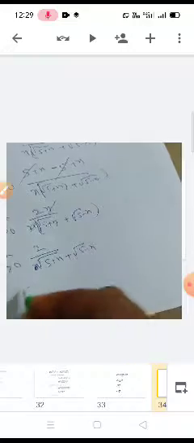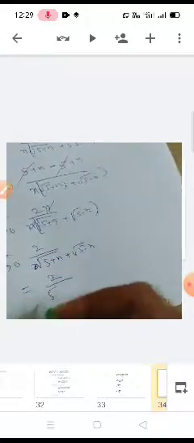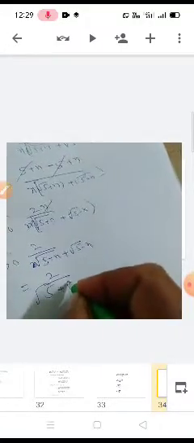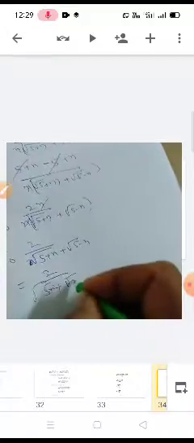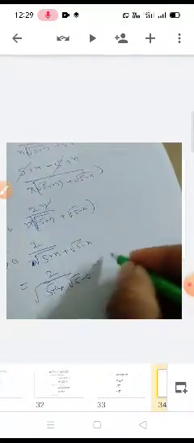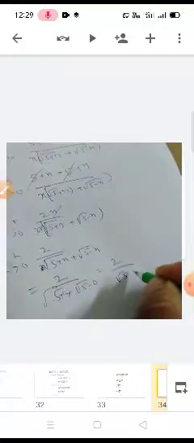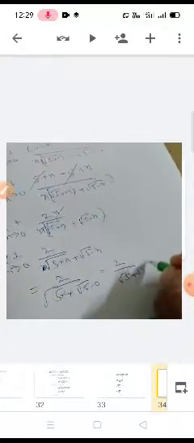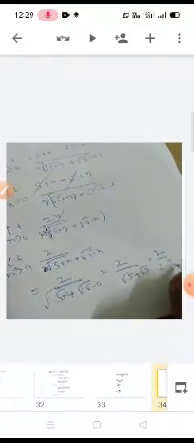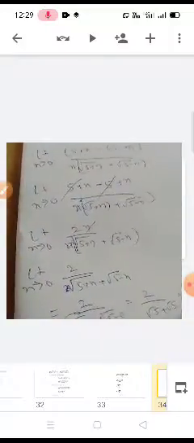So substituting the value: 2/(√(5+0) + √(5−0)), that is equal to 2/(√5 + √5), that is 2/(2√5). The 2 gets cancelled, that is 1/√5. So in this class we are learning the two methods.